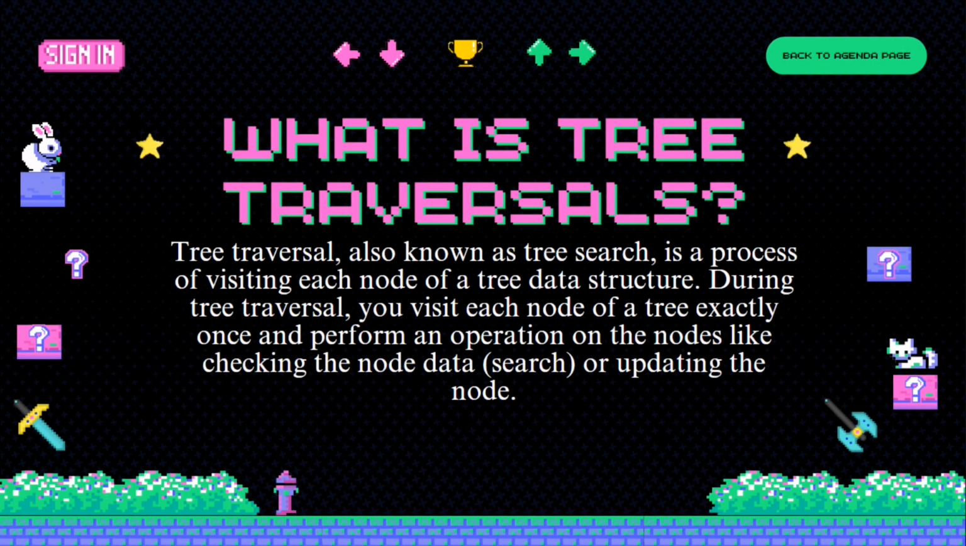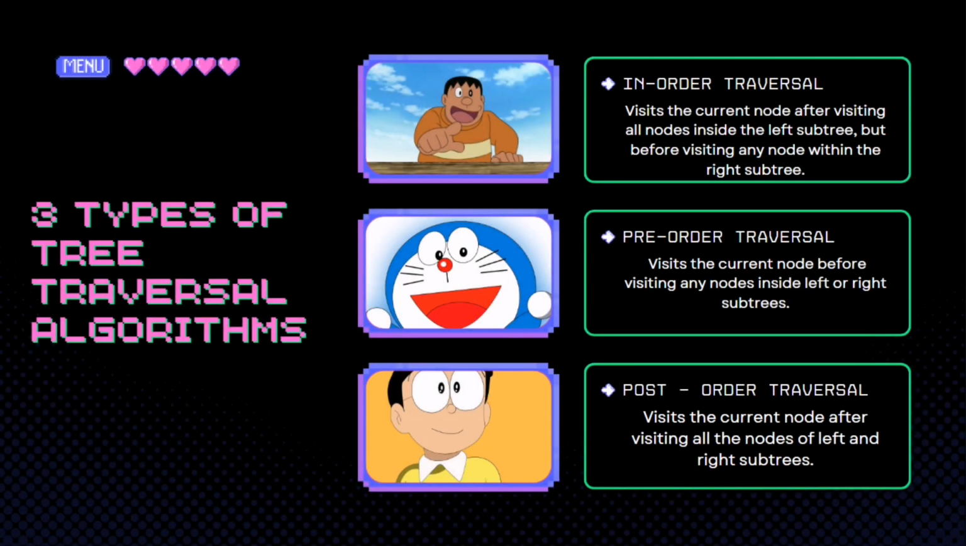The next topic or agenda is what is tree traversals. Tree traversal, also known as tree search, is a process of visiting each node of a tree data structure. During tree traversal, you visit each node of a tree exactly once and perform an operation on the nodes like checking the node data, search, or updating the node. So we have three types of tree traversal algorithms.